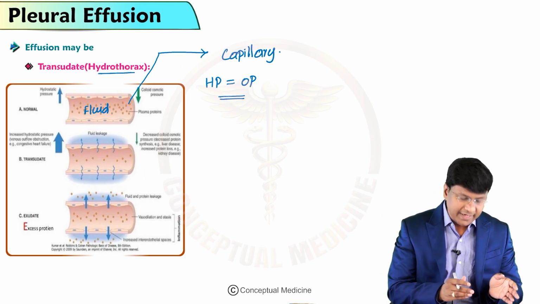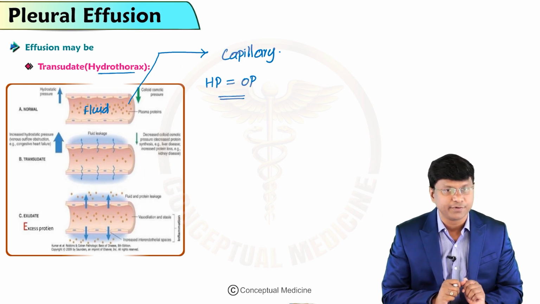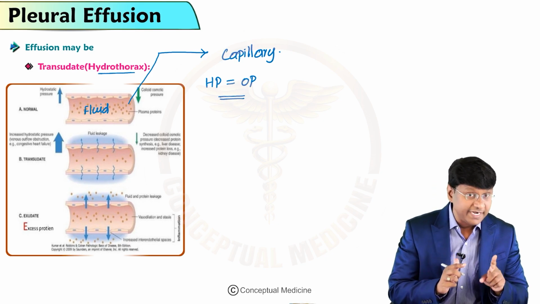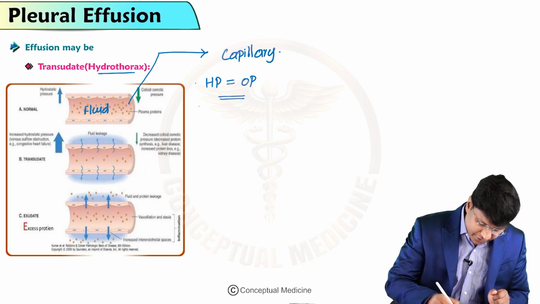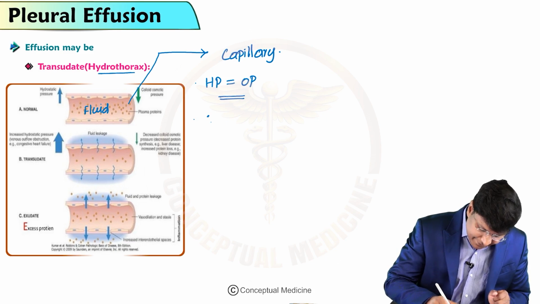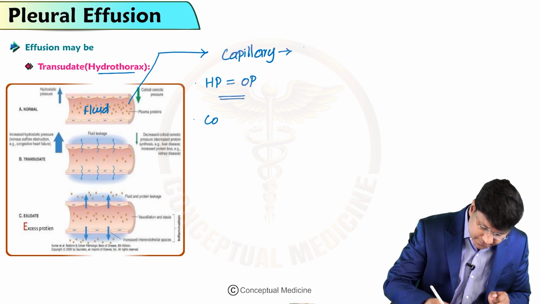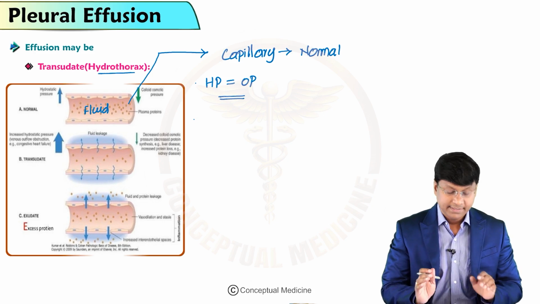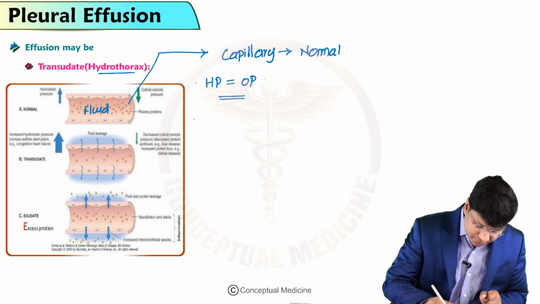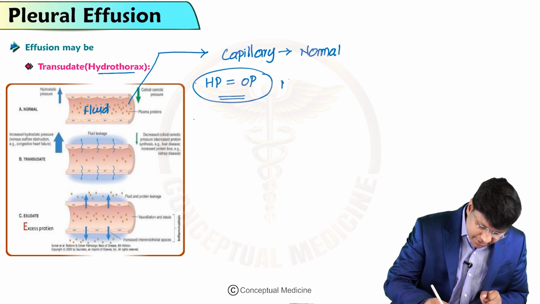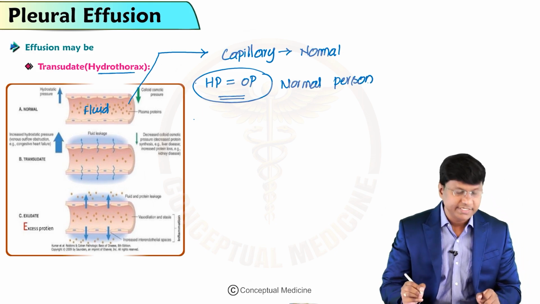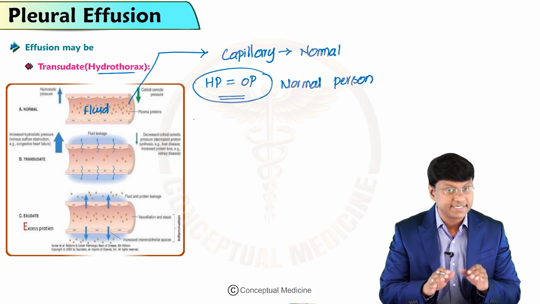Now, what will happen in transudative type of pleural effusion? First of all, the capillary is absolutely normal. There is no pathology within the capillary endothelium at all. In a normal person, in any capillary, hydrostatic pressure is equal to oncotic pressure. That is the reason why the fluid will stay within the vessel.